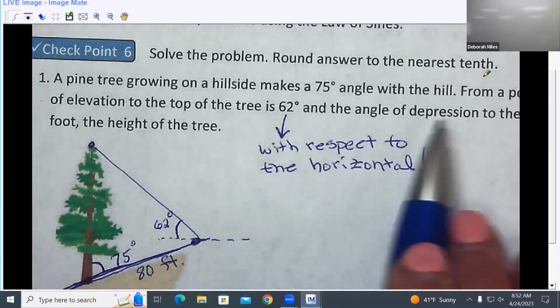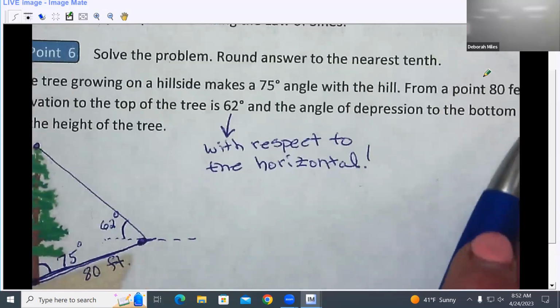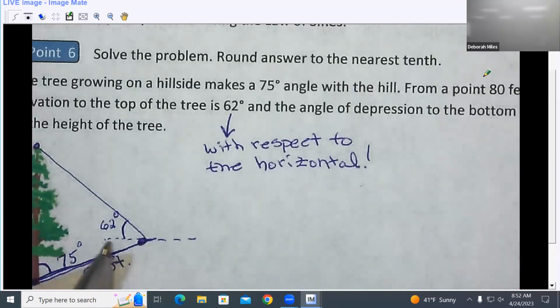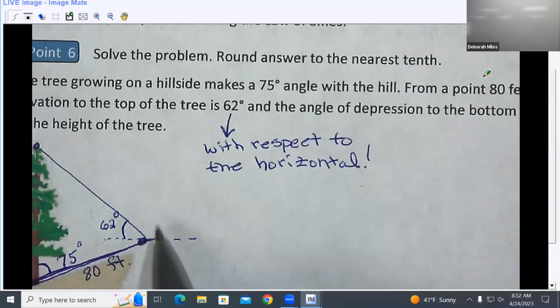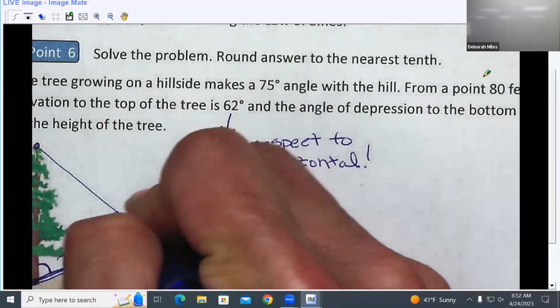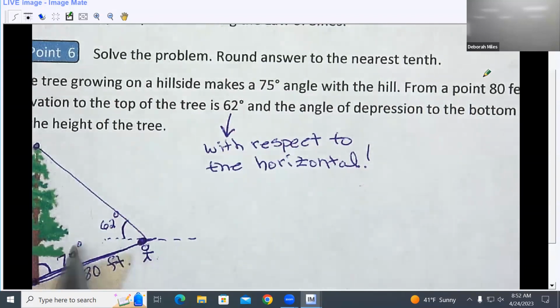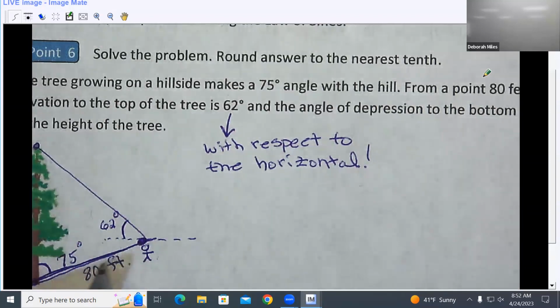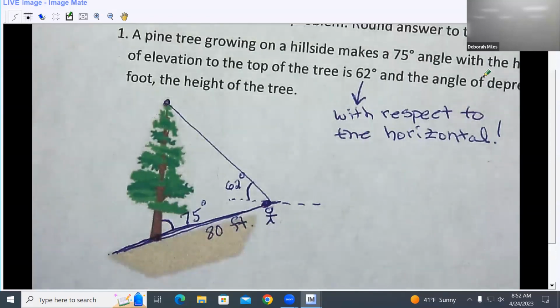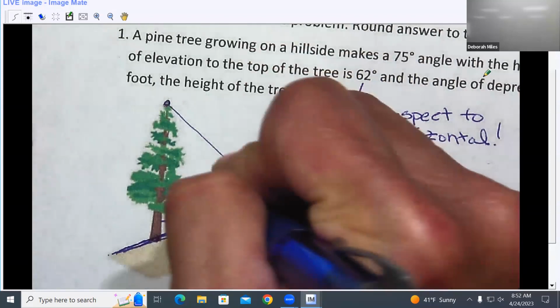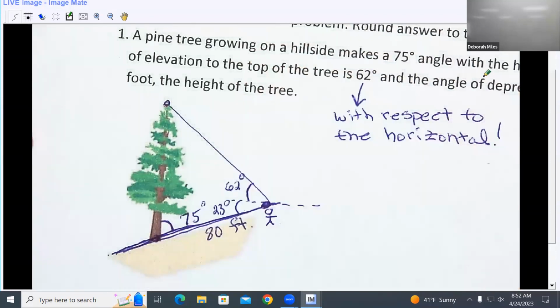And the angle of depression to the bottom of the tree is 23 degrees. That's also with respect to the horizontal. You can use the same horizontal. See, I like that this book uses line of sight. This is a person standing right there, and that dashed line is them looking straight. They have to look up 62 degrees to see the top of the tree. They have to look down 23 degrees to see the bottom of the tree.